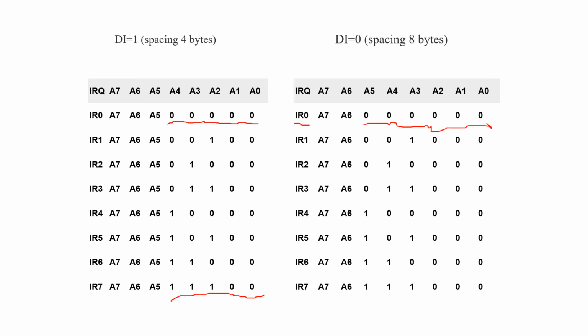Same way, IR7 line is used for receiving the interrupt of type 7, 15, 23, 31. All these are having lower 6 bits 111000 and differing in their A6, A7 address bits.